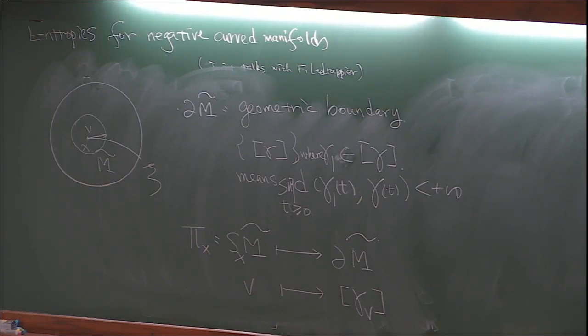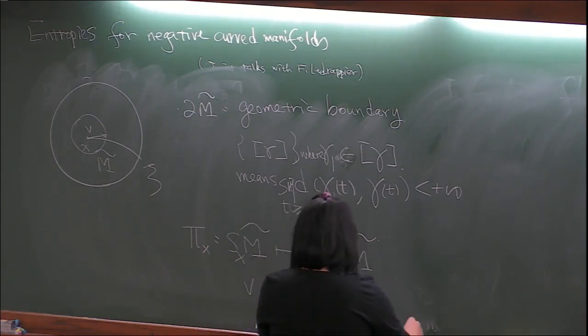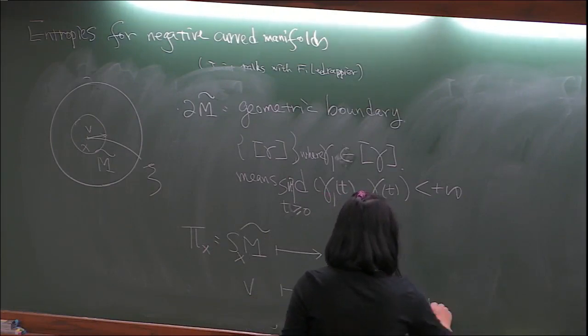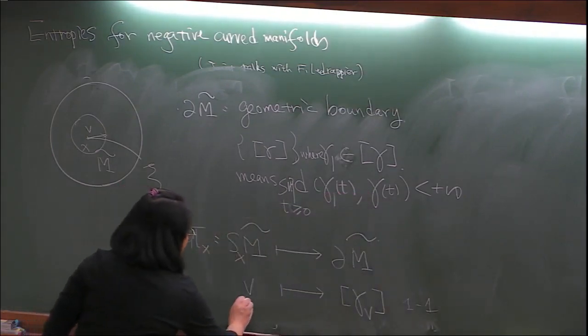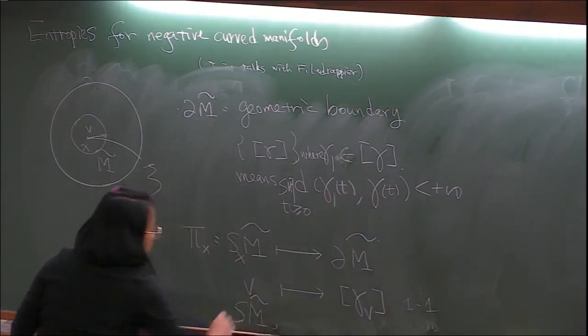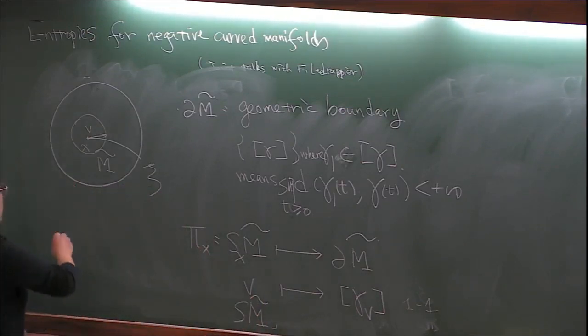Let M tilde be the universal cover of M. This is the universal cover of M, so you don't have this problem. This is one-to-one. Okay, so that means we can identify the unit tangent bundle. This is the universal cover, okay?